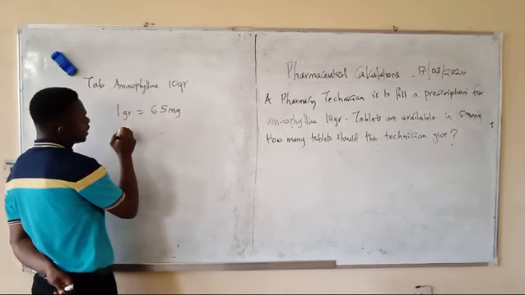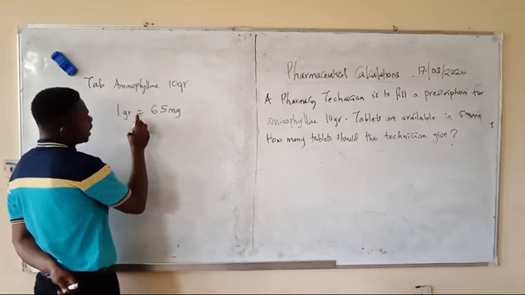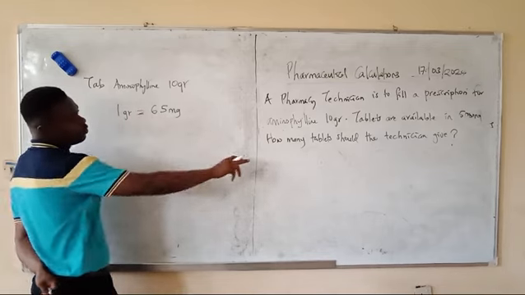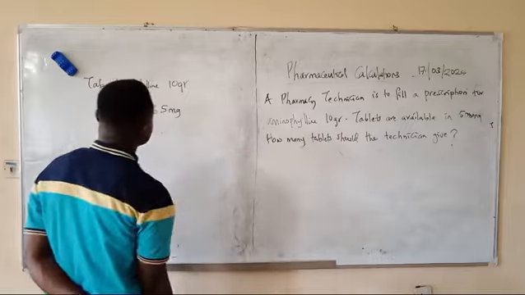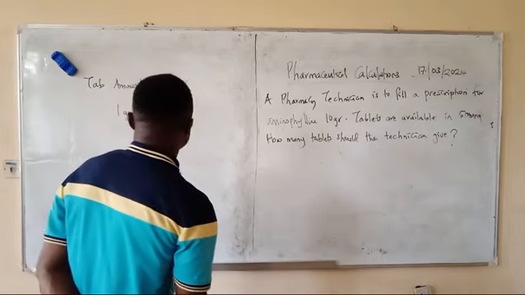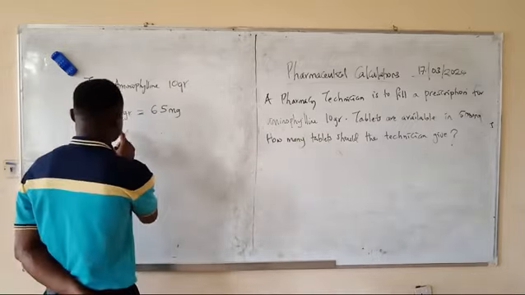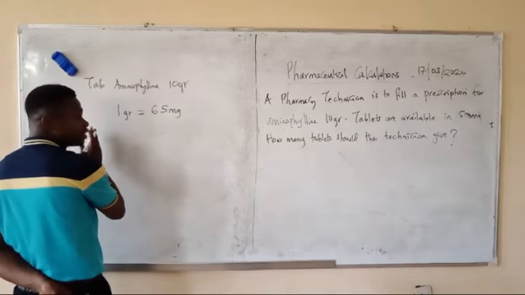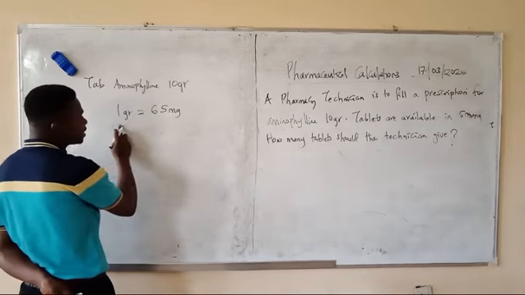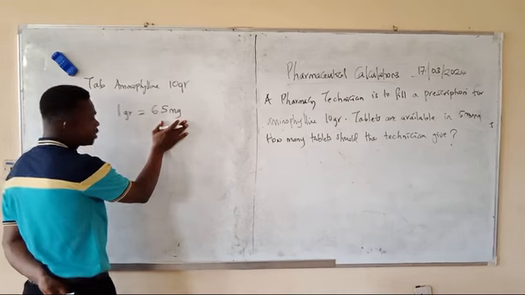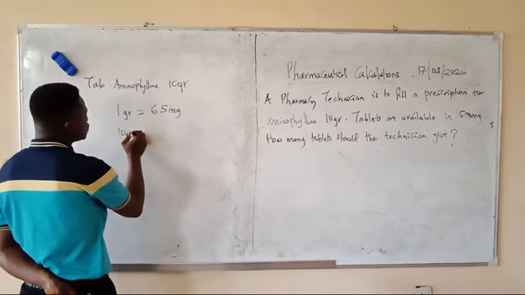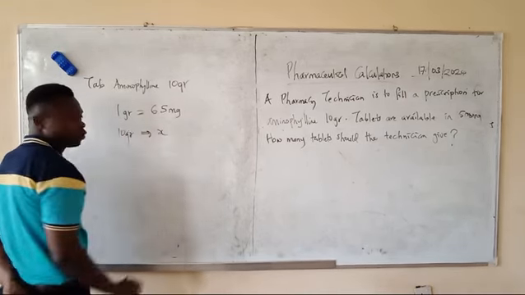If 1 grain is 65 milligram, how many grain will be in 500 milligram? Are we together? Or you can simply say, sorry, let's move grain to milligram. Let's move everything to milligram. If 1 grain is 65 milligram, okay? So 10 grain should be how many milligram? We call it X.